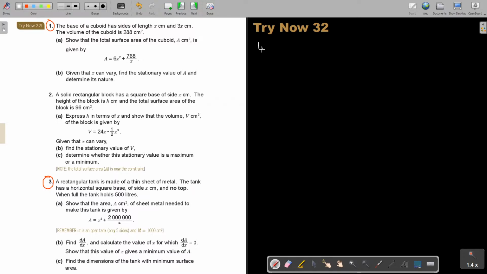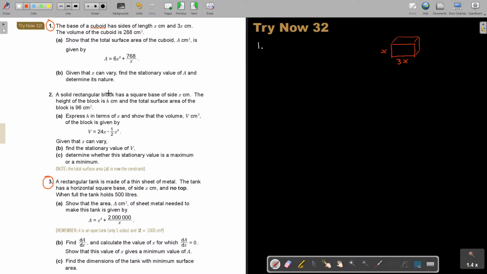I'm going to start with number 1. Again, remember what I said? Read it and concentrate. Okay, it's a lot of information, but it's not so difficult. The base of a cuboid has sides of length x and 3x. It's always good to have almost like a picture, which can be very basic. So if I say 3x and x, it's a cuboid, so it means it will also be three-dimensional. There will be a height.